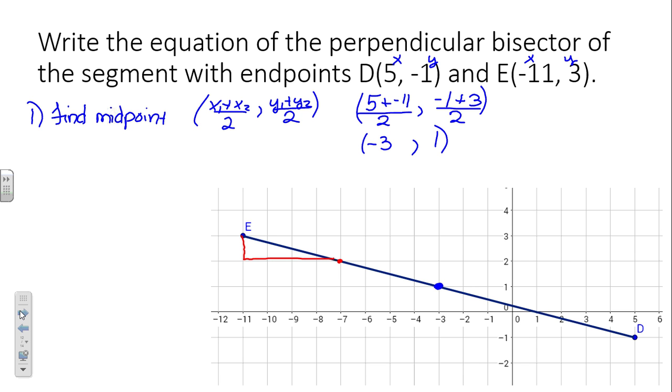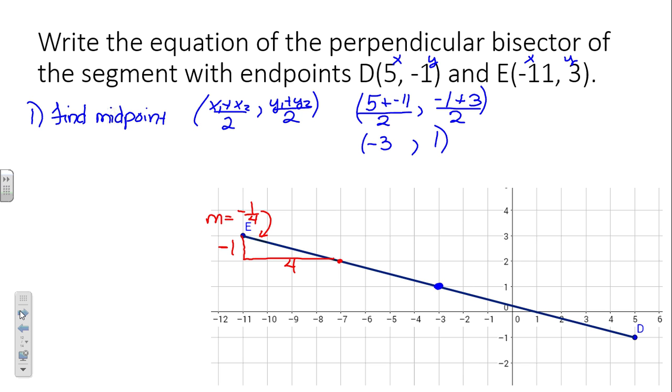How much are we rising? How much are we running? Are we going uphill or downhill? Downhill. So we fell 1, right? And we ran 4. So our slope of this line is a -1/4. That's for that line. Okay? We went down 1 over 4.